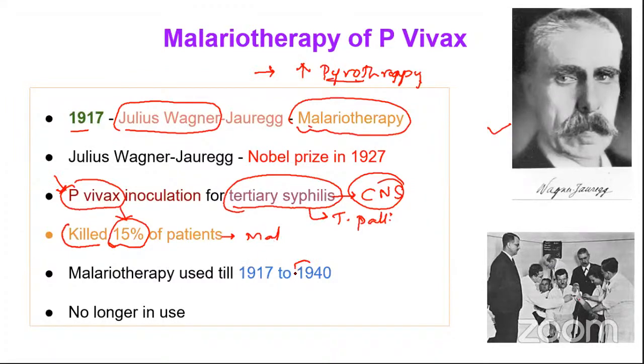So because of this, after 1940, this particular malariotherapy has been discontinued and it is no longer in use. However, Julius Wagner was the person who was awarded the Nobel Prize because of this malariotherapy.